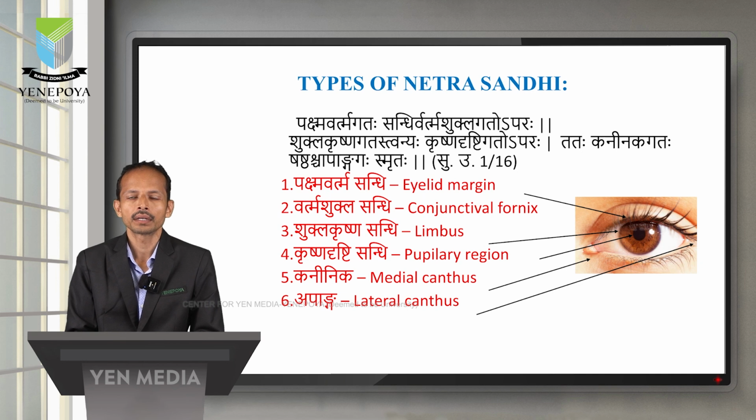And Kaninaka Sandhi. Kaninaka Sandhi means where both eyelids join in the medial canthal area. Kaninake Nasa Samipasthitaha, which is located close to the nose. Whereas Apanga Sandhi means Bru Puchanta Sitaha, which is located on the lateral part of the eye, that is the lateral canthus, and is called Apanga Sandhi. So, these 6 Sandhis are affected by the 9 diseases called Netra Sandhigata Rogas.